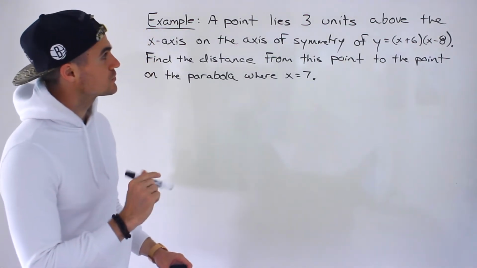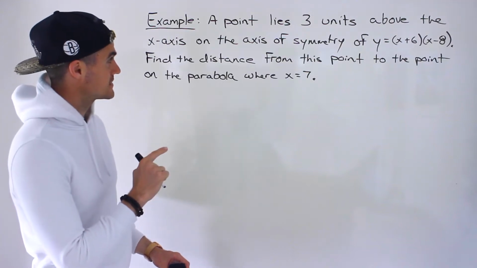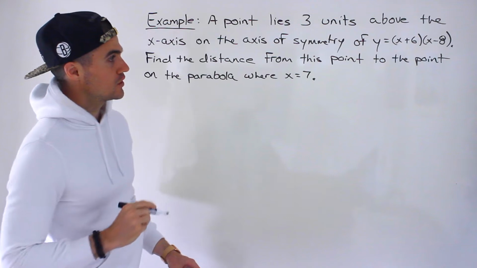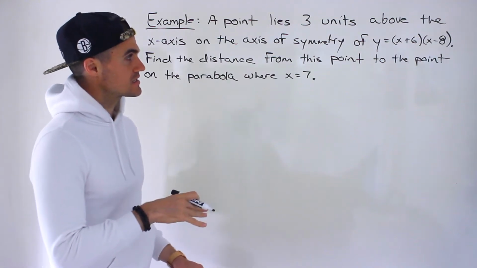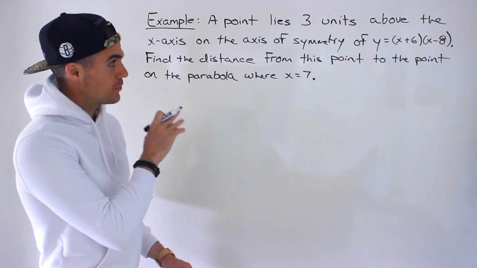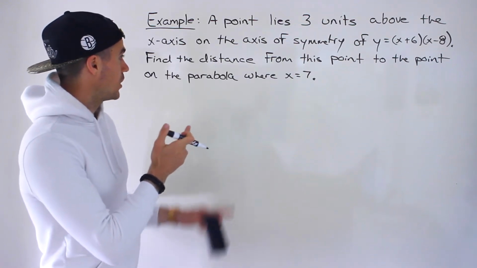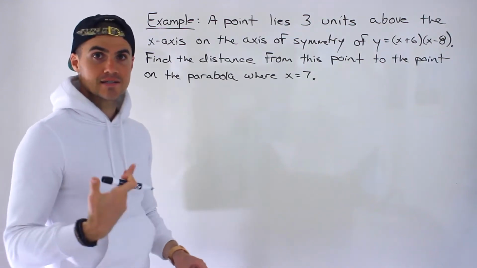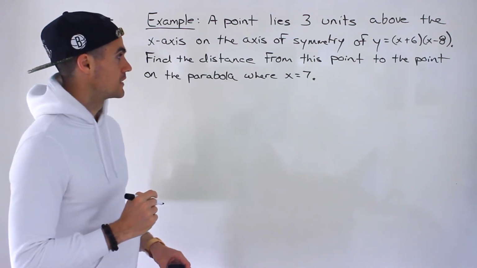So a point lies 3 units above the x-axis on the axis of symmetry of the quadratic y equals (x plus 6)(x minus 8), and we have to find the distance from that point to the point on the parabola, on that same quadratic, where x is equal to 7.